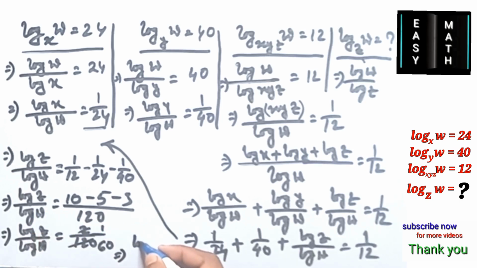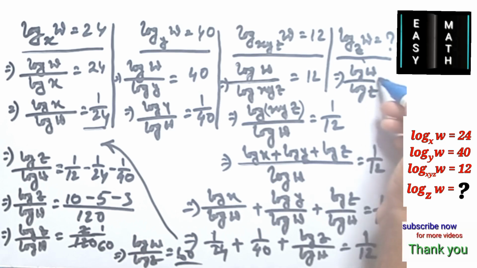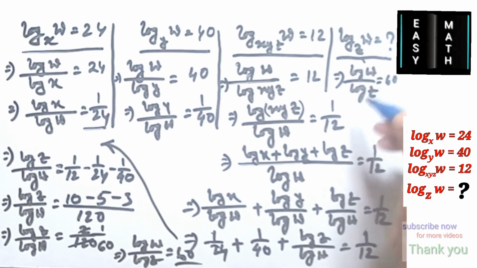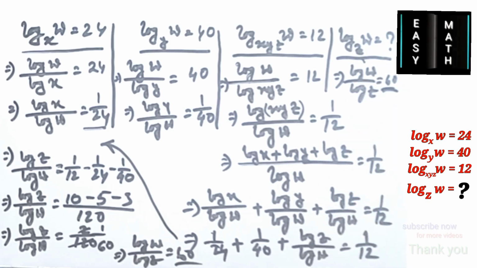So taking the inverse of this, log_w z is 60. So log_w z is equal to 60. So thanks for watching the video. Thank you.